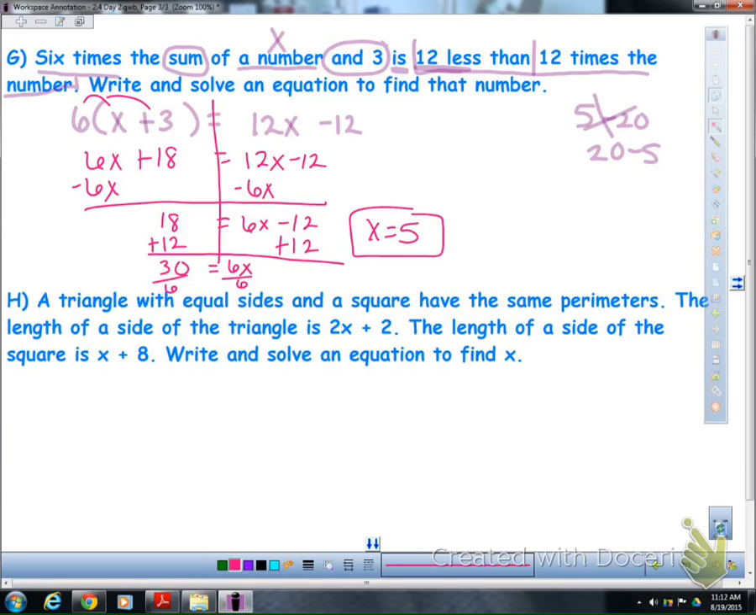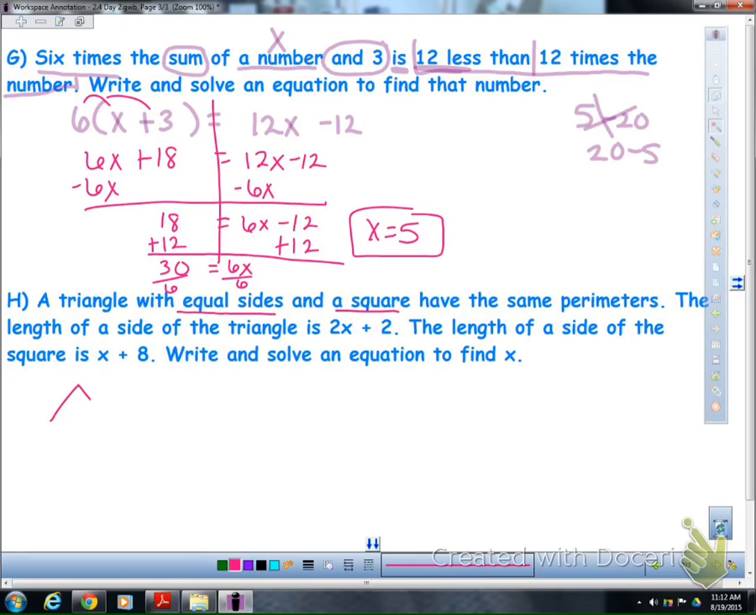Okay, let's look at example H. A triangle with equal sides and a square have the same perimeters. The length of a side of a triangle is 2x plus 2. The length of the side of a square is x plus 8. First of all, it says the triangle has equal sides. And what do you know about a square? Squares, all the sides are equal.